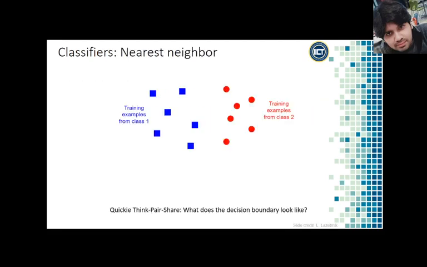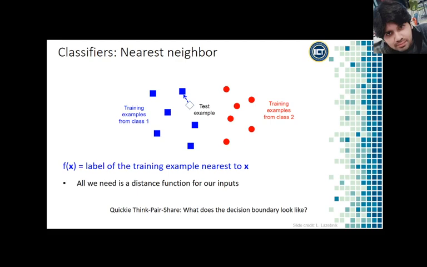Now one of the classifiers is the nearest neighbor classifier. If you look at the training examples from class 1 and class 2, and you have a test example, it will calculate the label of the training example which is nearest to this test example. All we need is a distance function for our inputs. There is no training required. But there are many variants to the nearest neighbor classifier.